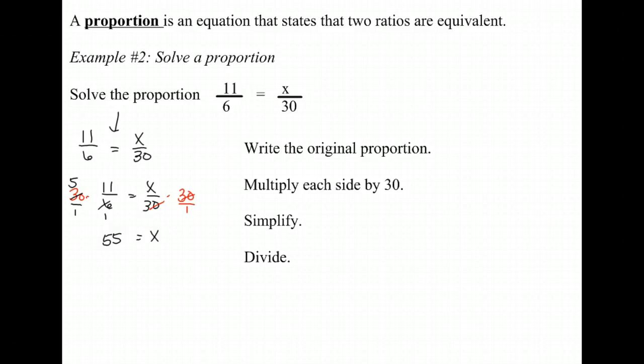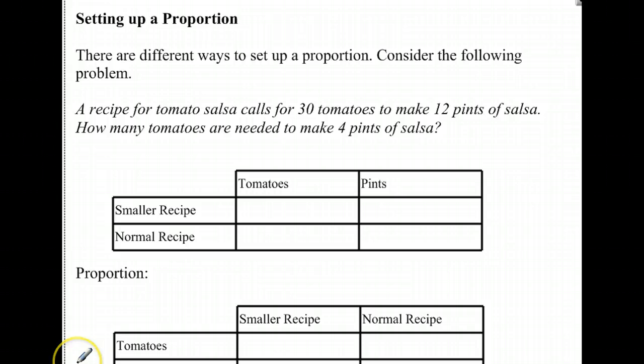So I have solved for x using the same logic that I have used to solve my equations, by using inverse operations. When looking at a word problem, there are multiple ways that I can set up a proportion and do so correctly. So let's consider the following problem. A recipe for tomato salsa calls for 30 tomatoes to make 12 pints of salsa. How many tomatoes are needed to make 4 pints of salsa?